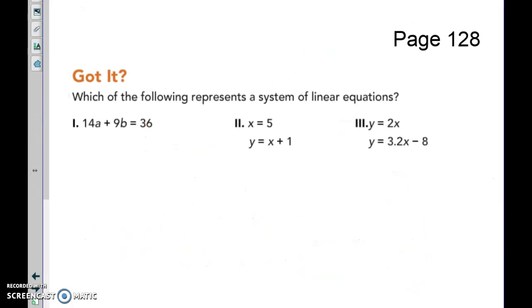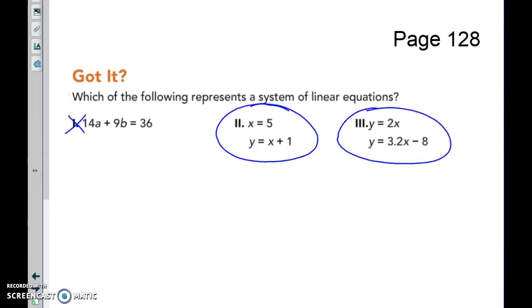Let's go ahead and flip our page. Which of the following expresses a system of linear equations? Well, number 1 is only one equation. Number 2, we have 2 equations in a system. Number 3, we have 2 equations in a system.